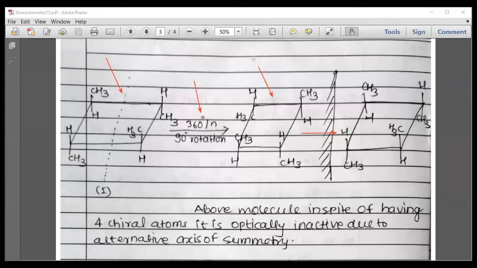Now if the mirror image and the original molecule are the same, then we can say that that particular molecule contains an alternating axis of symmetry, right? If any molecule contains an alternating axis of symmetry, then that particular molecule is optically inactive, even though it contains any number of chiral carbon atoms. Let's study this example on the whiteboard so that you can easily understand the concept.